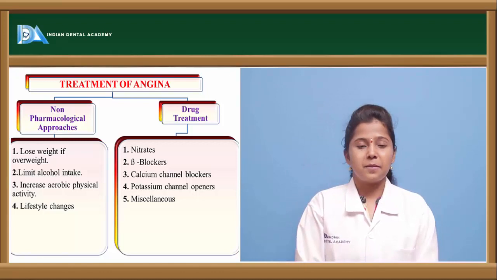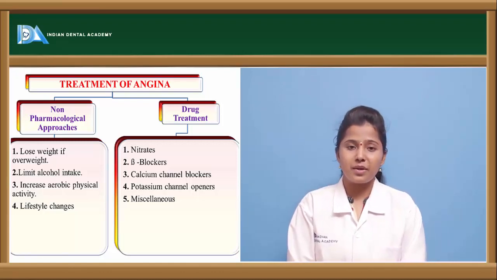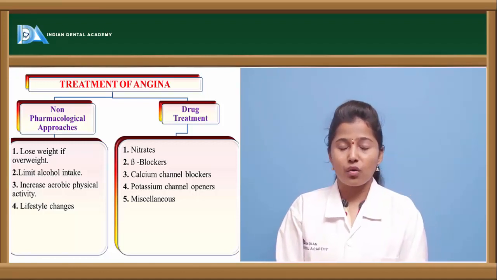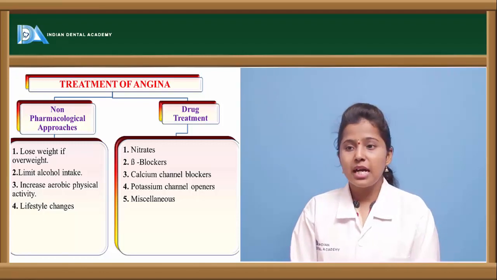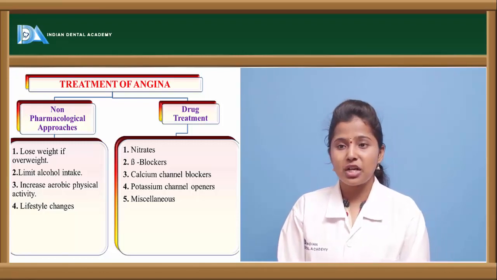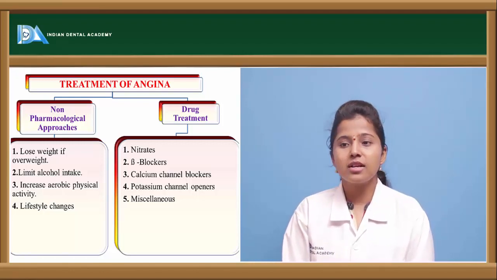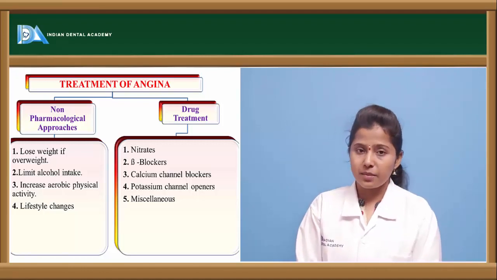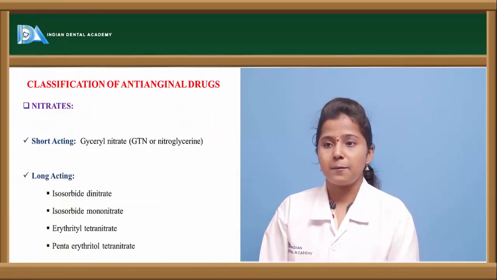The drug treatment, that is the pharmacological approach. What are the drugs used in the treatment of angina? The first class of drugs includes nitrates or organic nitrates. The second class of drugs are beta blocking agents. The third class are calcium channel blockers. The fourth class are potassium channel openers. The fifth class are miscellaneous other drugs used in the treatment of angina. Let's see them one by one.